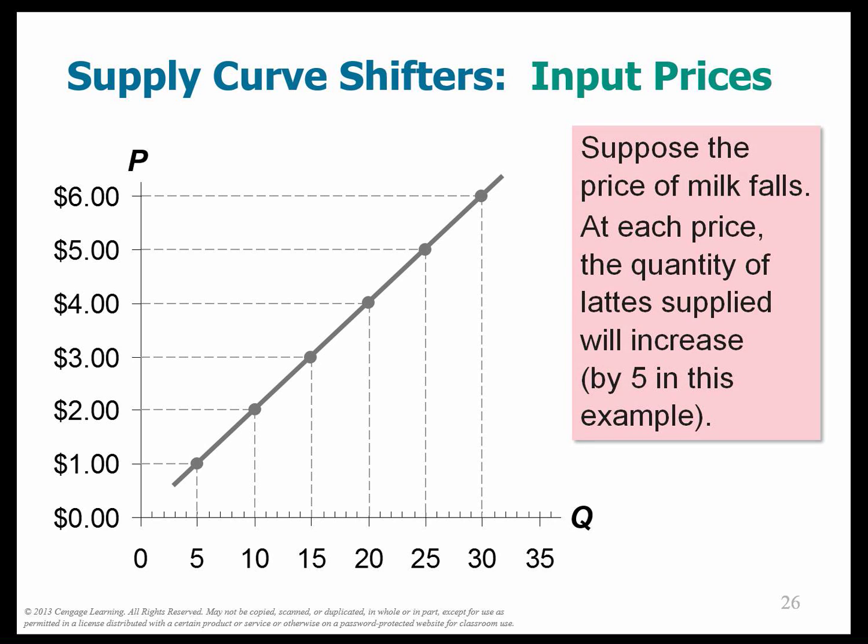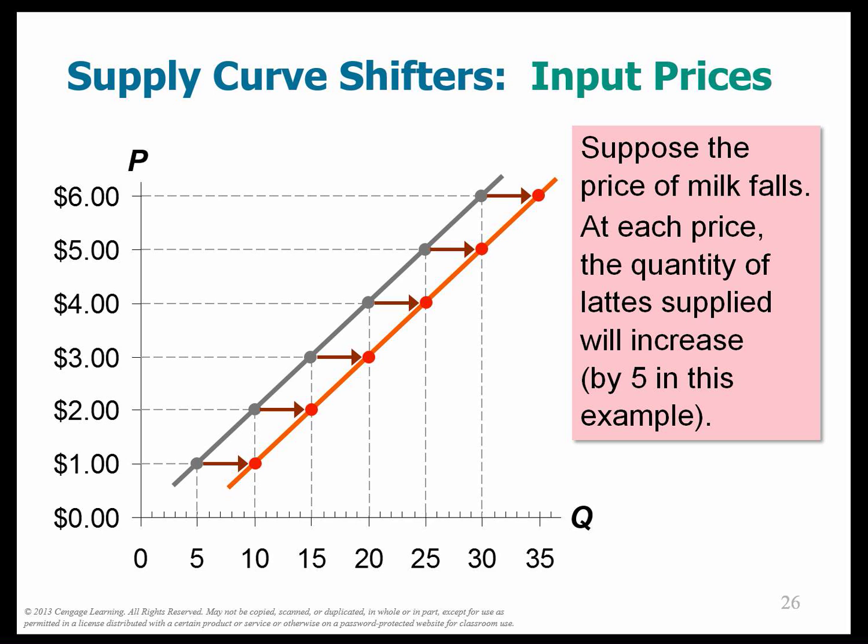So, a fall in input prices, which in the latte example, you need milk. If milk gets cheaper, the firms, Starbucks and Jitters, can produce more at every price point, because it's cheaper. Because milk is cheaper, their good is cheaper, so they can sell more of them. That's going to allow them to increase supply.